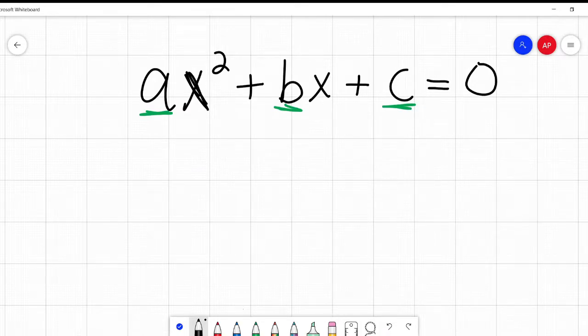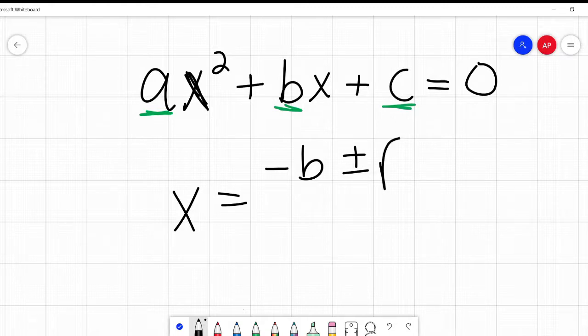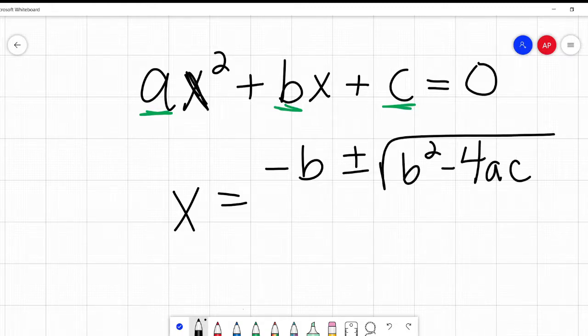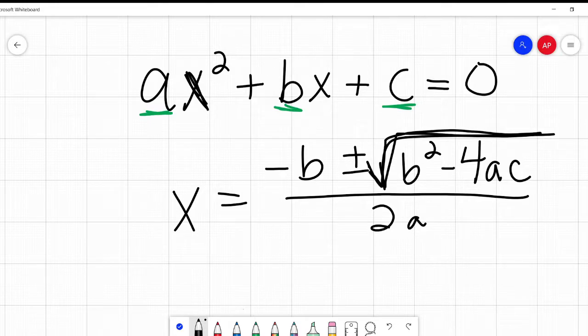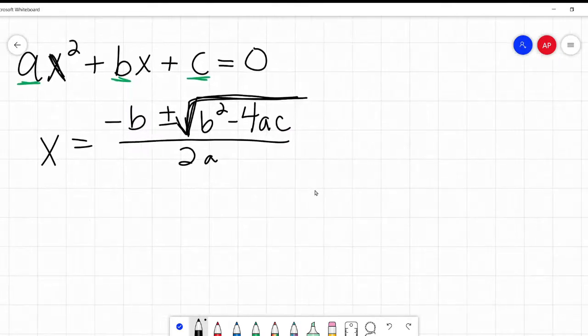So what is the quadratic formula? It is this monster. X equals negative b plus or minus the square root of b squared minus 4 times a times c, all over 2a. Square root. Okay. Yikes. I know, but you do have to remember this.